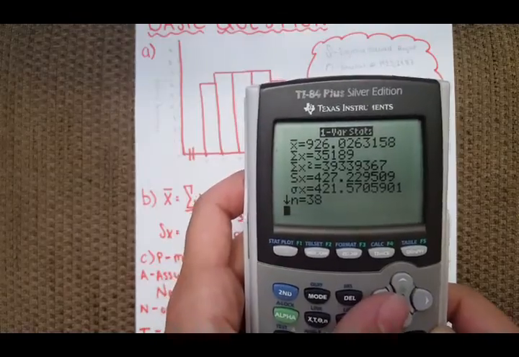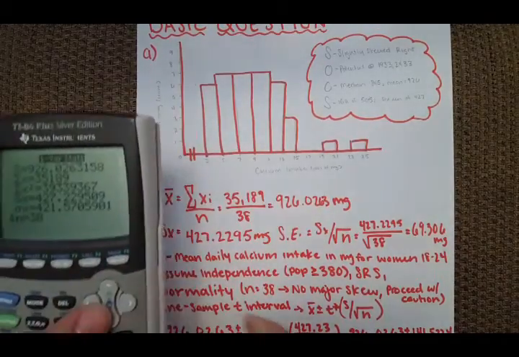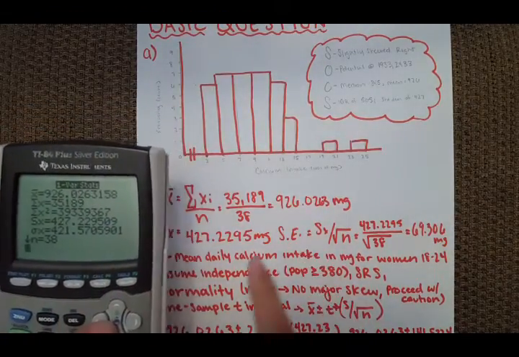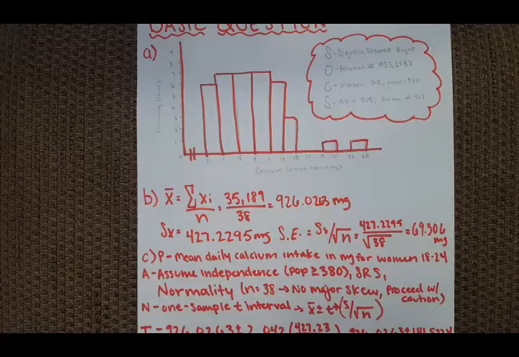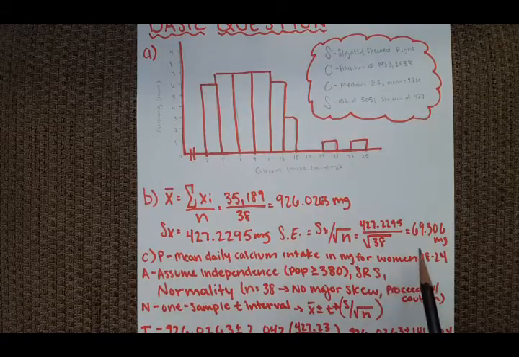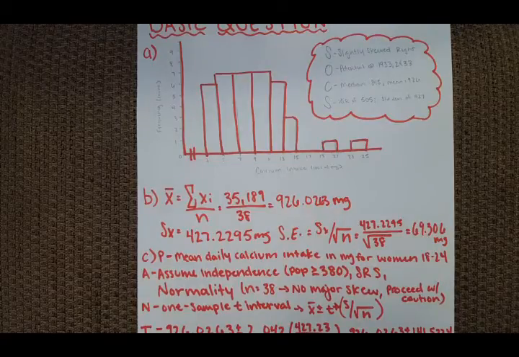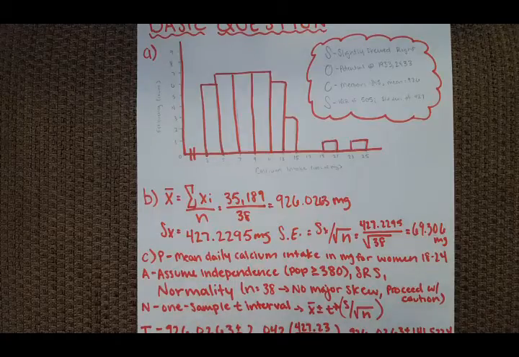Then you have your mean at the top, your x bar, which in this case we're going to find is 926.026. Your standard deviation, your Sx, is 427.2295. Those are the two values, mean and standard deviation. But then they also want you to find your standard error, which, in any case using a mean, is equal to the standard deviation divided by the square root of n, or the square root of the number of values you have. In this case, it's 427.2295 divided by the square root of 38, to get us a standard error of 69.306 milligrams. All these values are in milligrams. Just remember the 926 for the mean, the 427 for the standard deviation, and the 69 for the standard error.